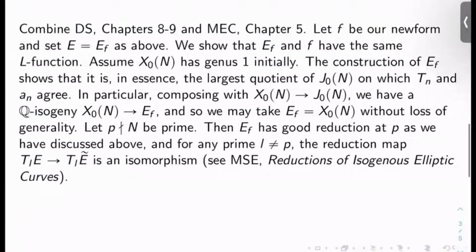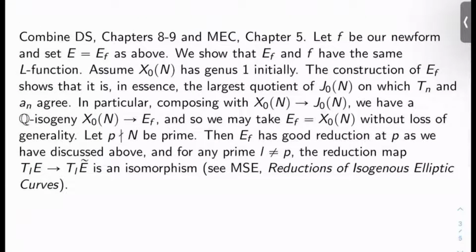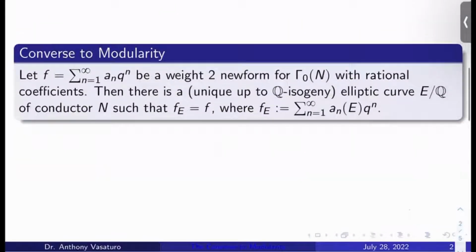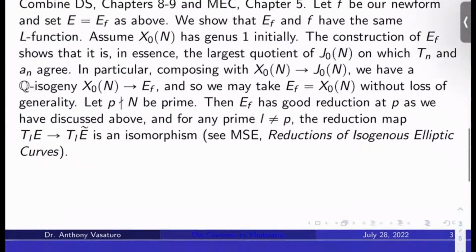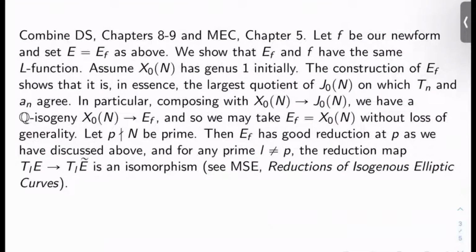Okay, so proof. I'm just going to give a sketch. I'm going to combine essentially some stuff from Diamond and Shurman chapters 8 and 9 and Milne's Elliptic Curves chapter 5. Let F be our newform. What I'm going to do is this elliptic curve E over Q is going to end up being the abelian variety attached to F that we defined last time, which we know is an elliptic curve because F has rational coefficients. That was all covered last video. So I'm going to set E or E_F equal to that elliptic curve attached to F from last video. And again, I'll just call it E.